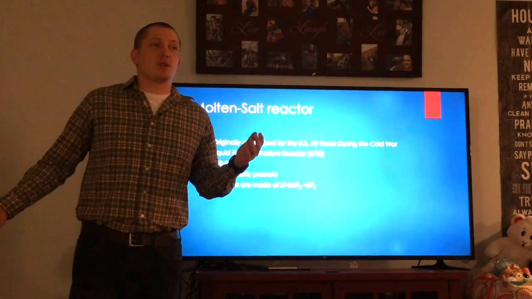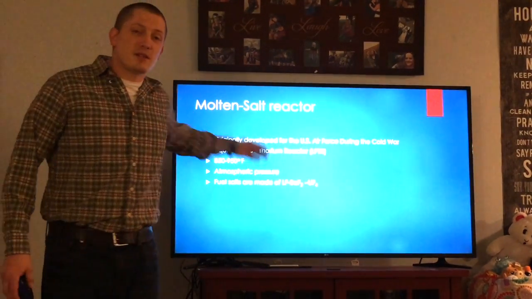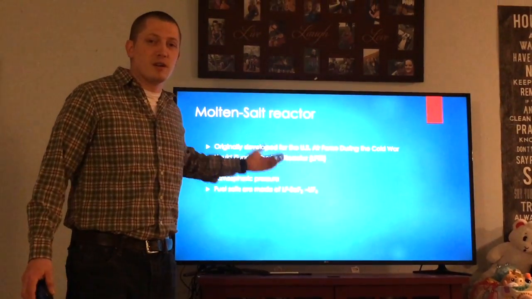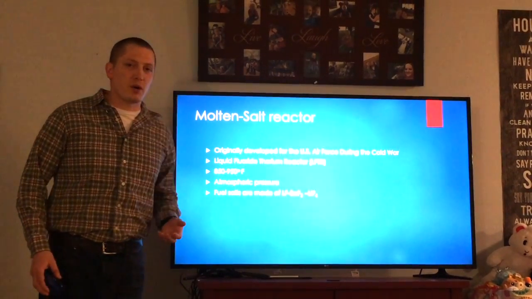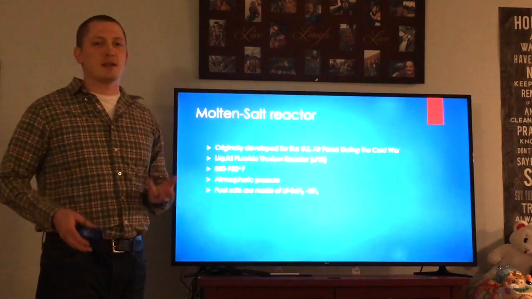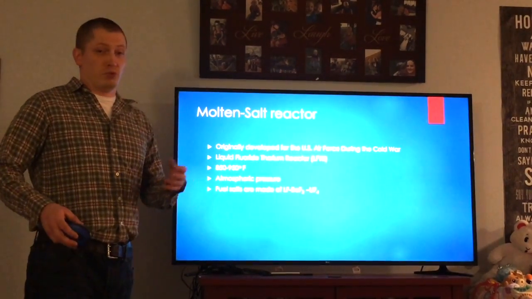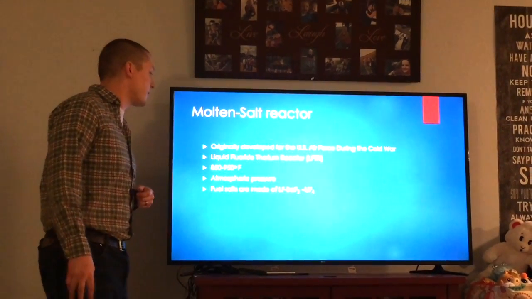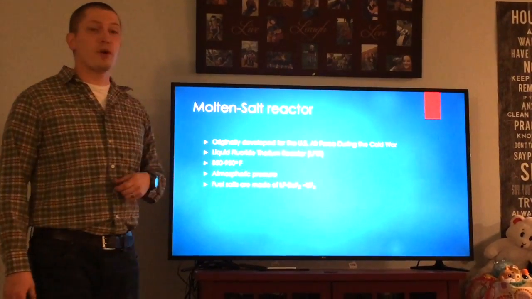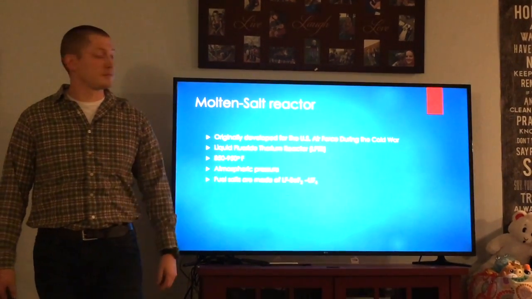So what is the worst thing that can happen at a nuclear power plant? A loss of pressure. You can't have a loss of pressure. It's impossible. You can't have boiling in the core because you're already at atmospheric pressure. So a meltdown really can't occur. And the fuel salts are made out of lithium fluoride, beryllium fluoride, and your uranium-233 fluoride.